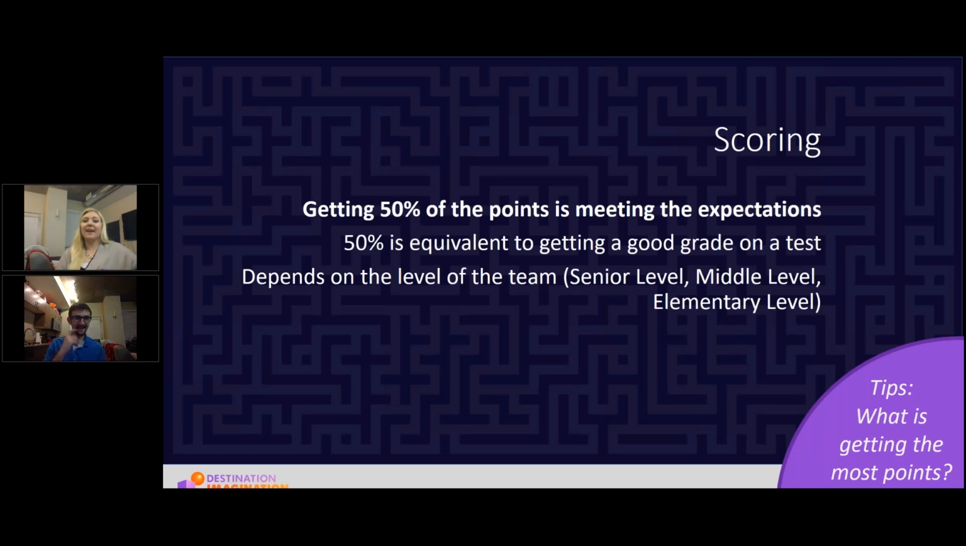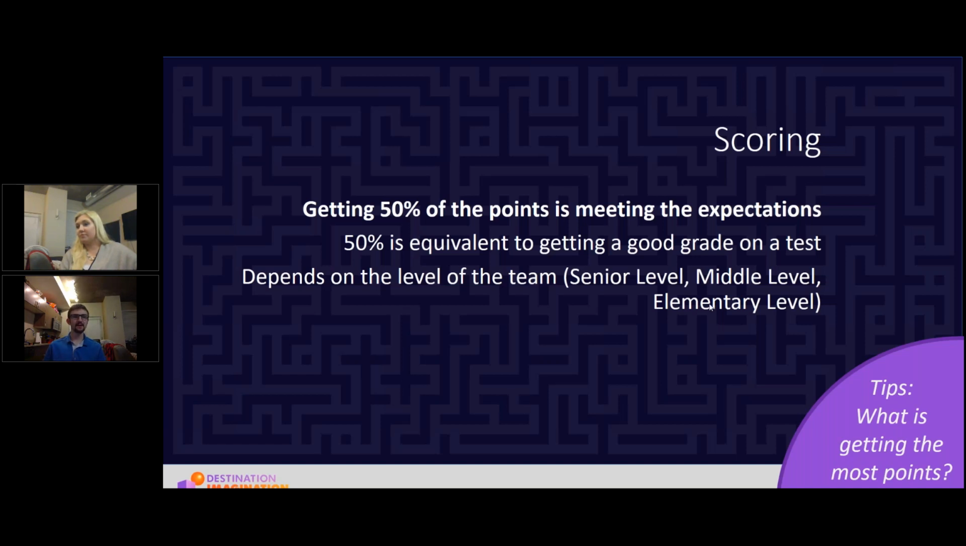Okay, so now I want to talk a little bit about scoring. One thing that's really important in DI is understanding that 50% of the points means your team did really well. That means that they solved the challenge. It's the equivalent of getting a good grade on a test. They did a good job if they got 50% of the points. So this means you did everything you're supposed to do, and you've solved the challenge in the expected solution.